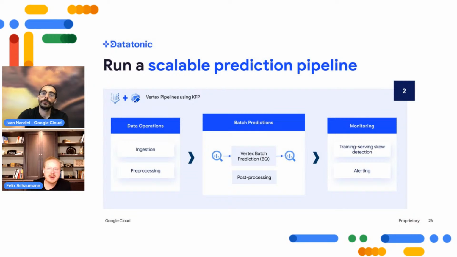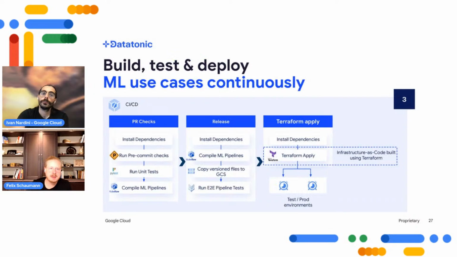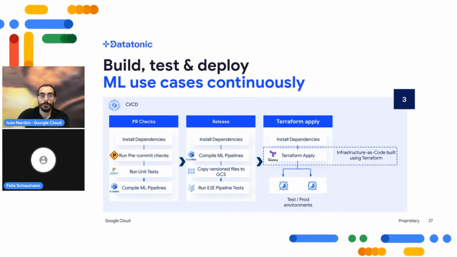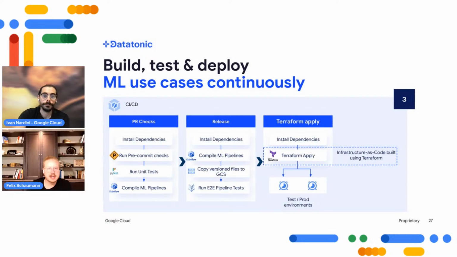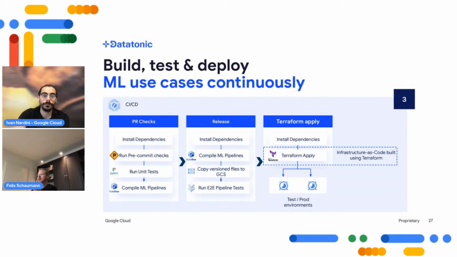And both of them, I would say, are underpinned by the automation templates within Codebase. And these are about building, testing, and deploying your ML use cases continuously. And this typically includes pull request checks, releases, and also your infrastructure apply or Terraform apply.